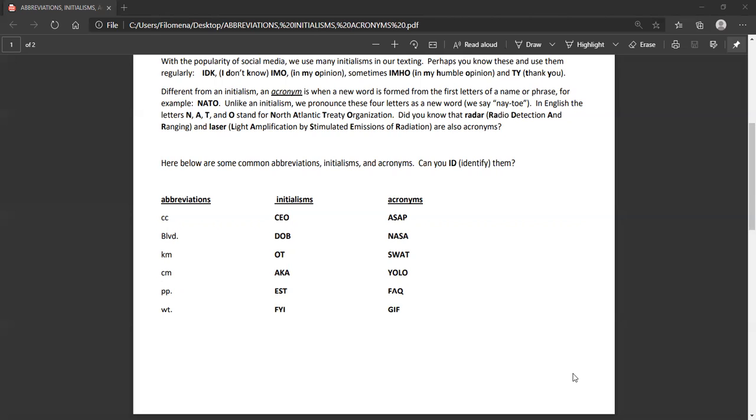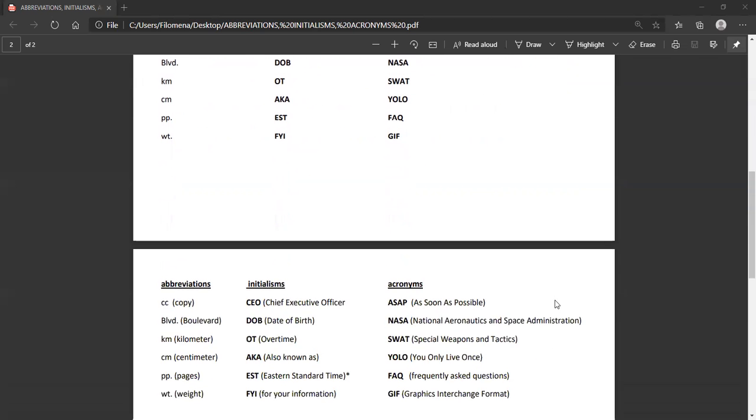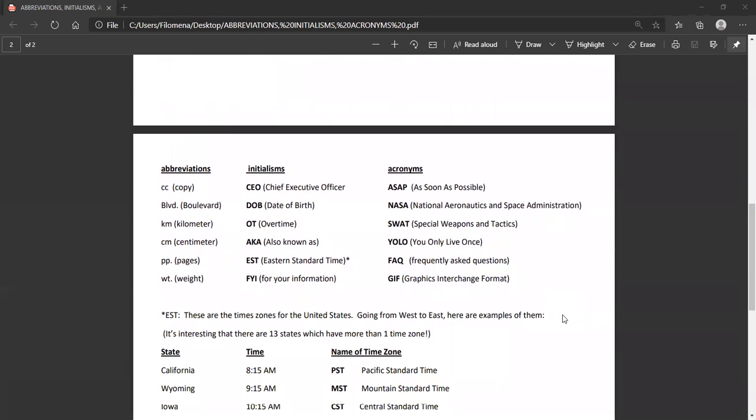So did you figure out what they are? Let's see. In abbreviations, CC, of course, means copy. You'll see this if you use email. And you can CC or you can BCC, blind CC, meaning that the person you're sending it to will see it, but no one else on the distribution list will see it.